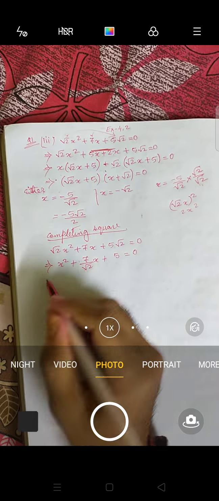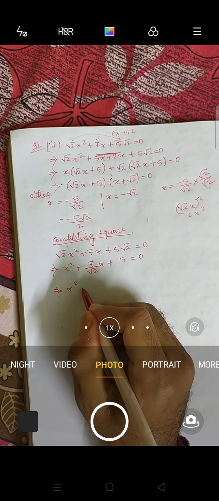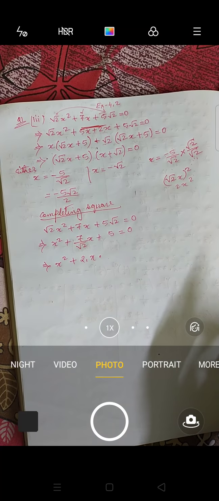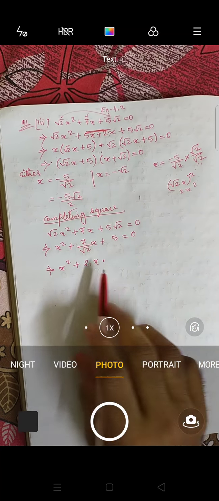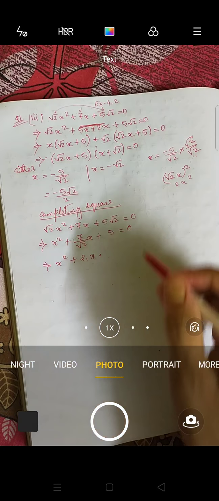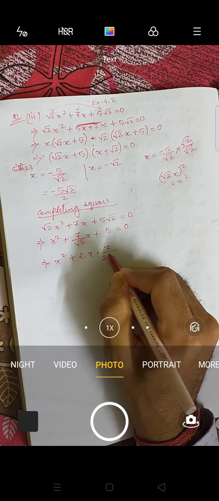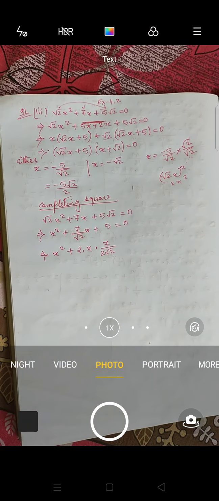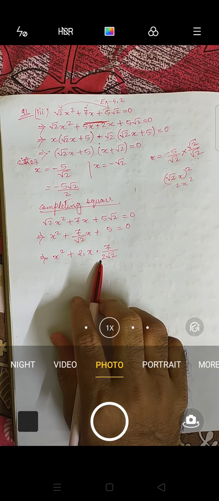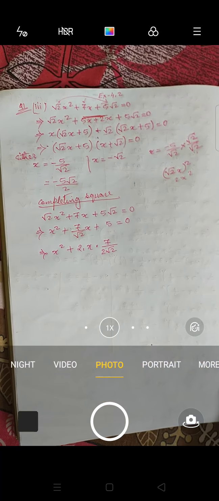So this one, same technique we will apply. A square, here there is a plus, so we'll write plus 2 into a into b. Now b you have to write in such a way that after solving this you should get 7 root 2. So I'll be taking 7 by 2 root 2. Any problem? This 2 and this 2 will be cancelled. We will be having 7x by root 2. Correct?